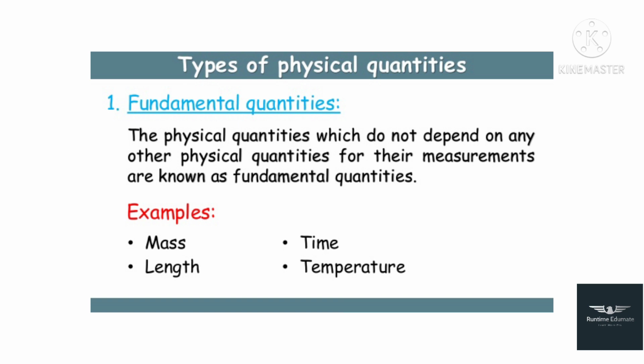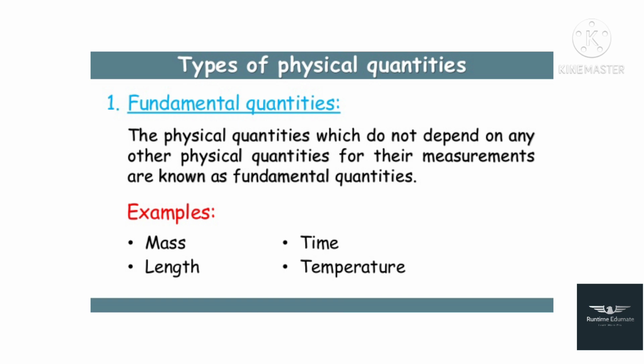Now, fundamental quantities: the physical quantities which do not depend on any other physical quantities for their measurement are known as fundamental quantities. For example, in biology, cells are the fundamental units of our body. It is the single unit, not dependent on any other. But a number of cells combine and form tissues. Tissues form organ systems, and organ systems form organs and an organism.